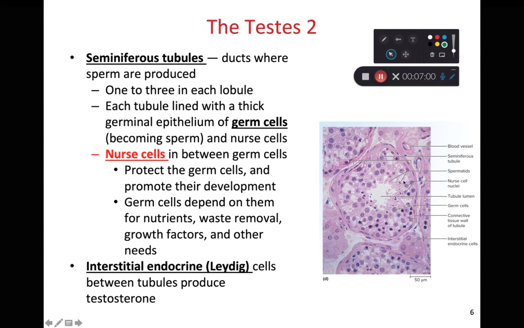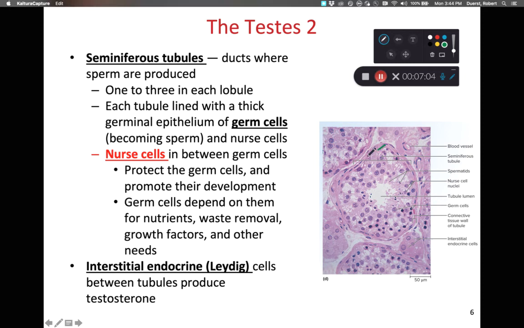As we look at the histology of the testes and zoom in on that, we can see individual tubes. This is a cross-sectional slice of one of the seminiferous tubules. And these seminiferous tubules are where the actual sperm cells are made. As we look at the seminiferous tubules, we're going to find 1 to 3 seminiferous tubules per lobule of the testes. And lining the seminiferous tubules along the outer perimeter, we have germ cells and nurse cells.